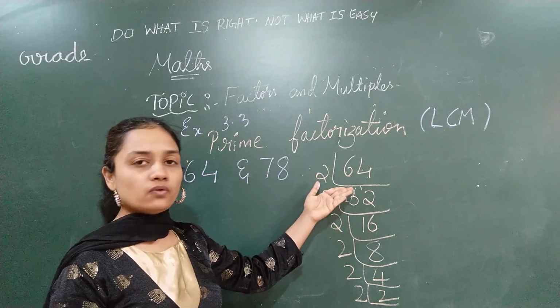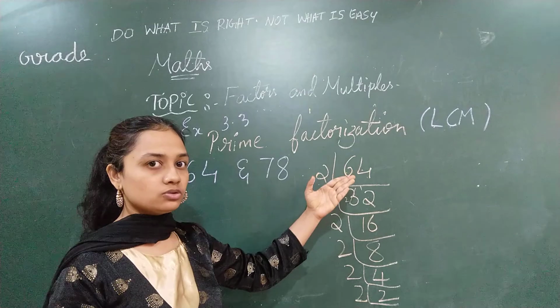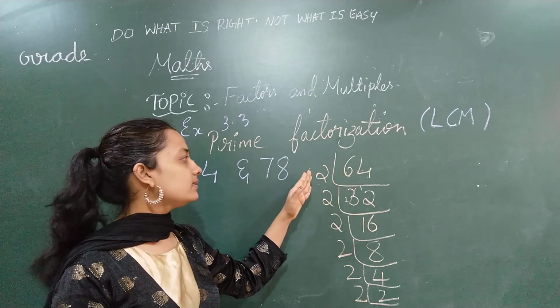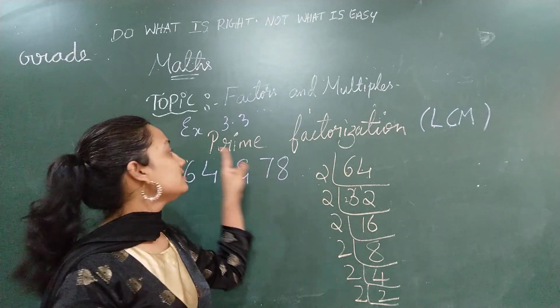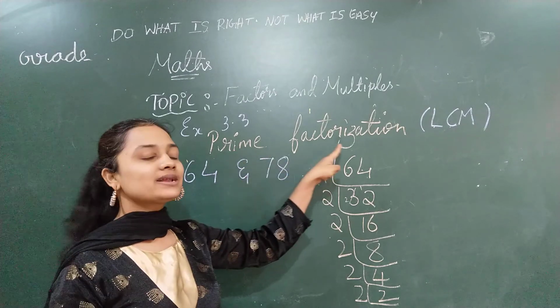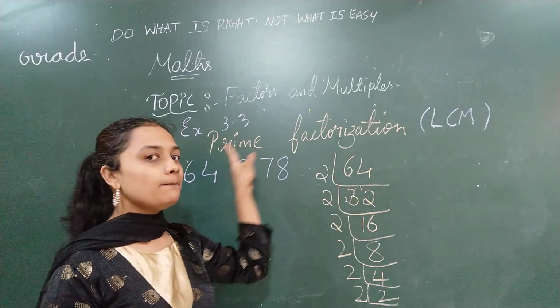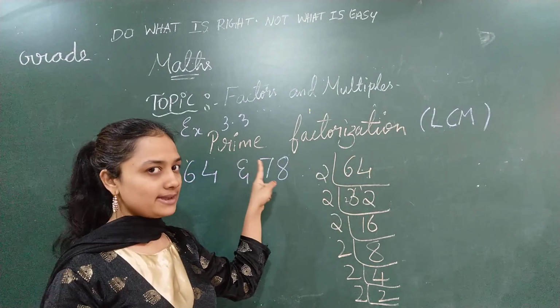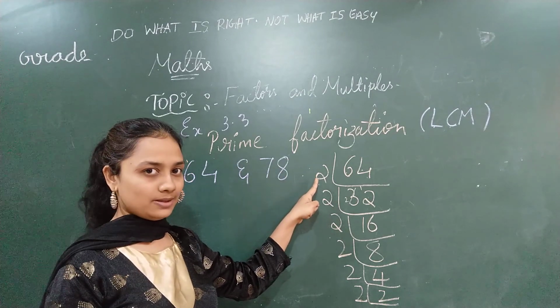See, I can divide this number with any other number. I can divide it with 4 also. I can divide it with 8 also. But why am I not taking other numbers except 2? Because we are learning the prime factorization method. Prime numbers only should be taken. So 2 is a prime number.